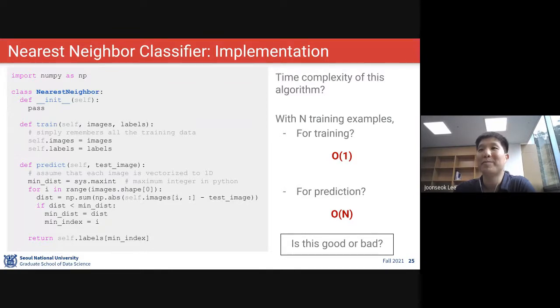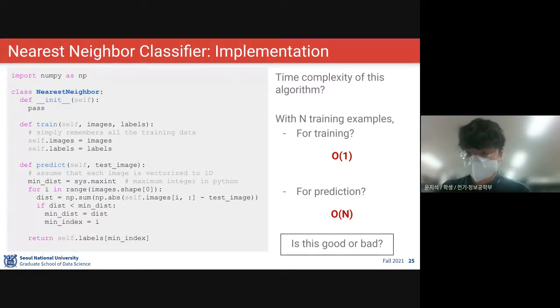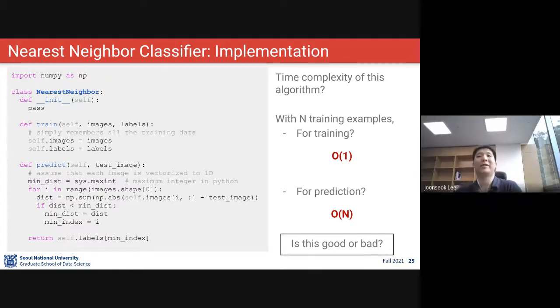Yun Jisop. Yes, professor, can you hear me? Yes. Do you think it's good or bad? I think it is worse than hard training and easy prediction, because training can be done in advance. However, the prediction should be on demand. So I think it is worse than the counterpart. Yes, that's a good answer.